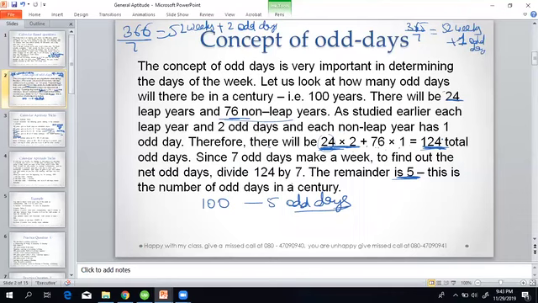Now odd days also make a week, because 7 odd days make a week. So 124 divided by 7 gives the remainder 5. 124 is not exactly divisible by 7, it gives a remainder of 5. So this is the number of odd days in a century. So 100 years has 5 odd days.